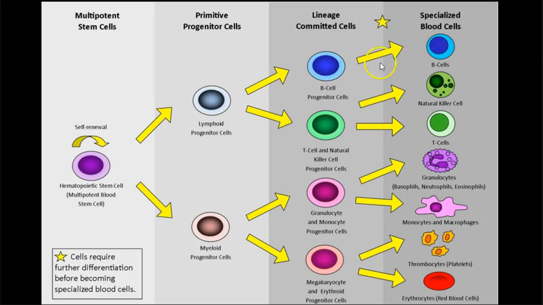Some of them are unipotent, right? Like B cell progenitor cells only make B cells. Some of them are still multipotent, right? Like all the rest of these guys. The T cell and natural killer cell progenitor cells make natural killer cells and T cells. These are all immune cells, by the way.